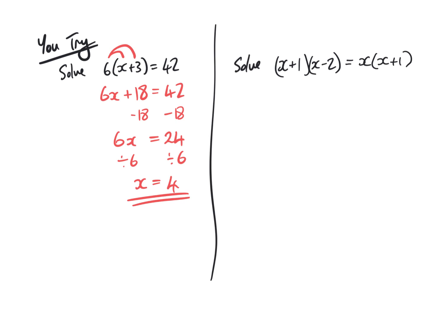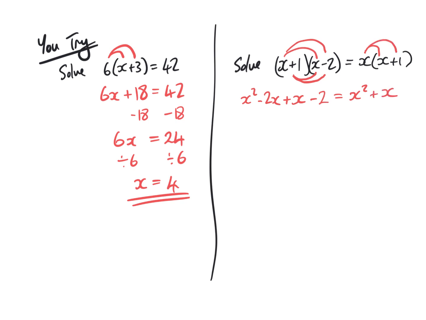For the next example, what we're going to do is we're going to multiply out these brackets. So x times x is x squared. X times negative 2 is negative 2x. Positive 1 times x is positive 1x. And positive 1 times negative 2 is negative 2. Over the other side of that, we're going to multiply x by x to get x squared, and x by 1 to get positive 1x.